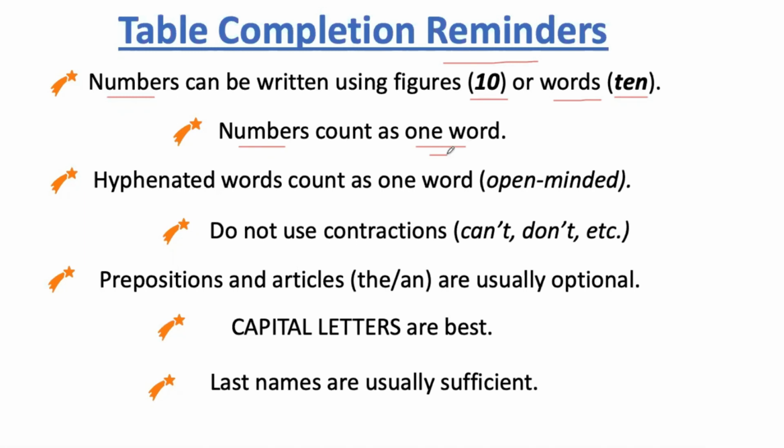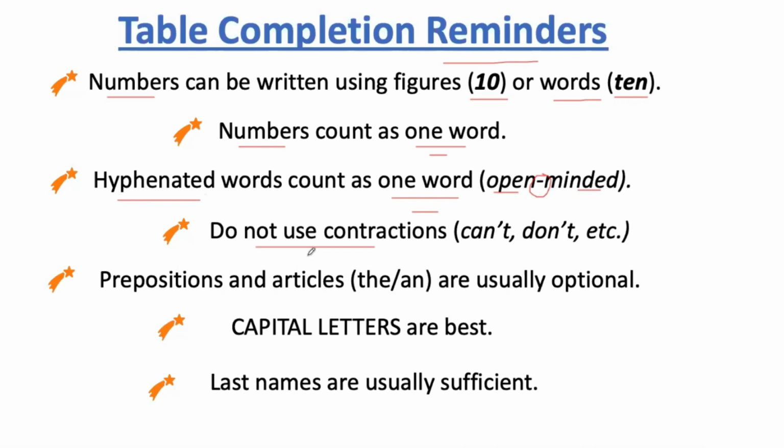Remember, the instructions will specify this. Today we have no more than 2 numbers and a word. So keep in mind that they are considered similar to words. Then in terms of words, hyphenated words also count as 1 word. So a word like open-minded is joined together by a hyphen. Even though these are 2 different words, the hyphen makes it 1 word.